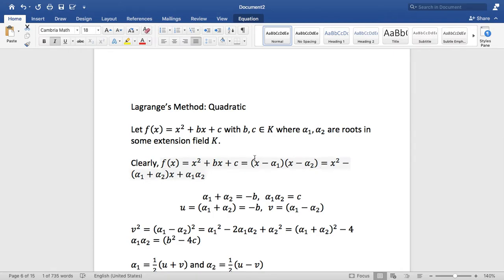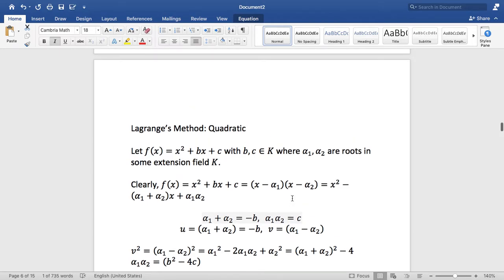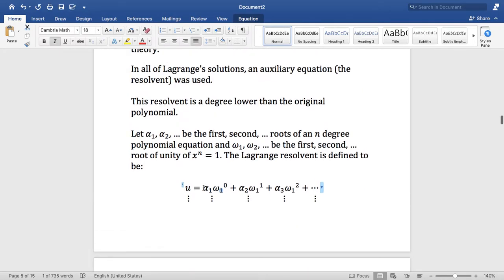So now if we expand, we get x squared plus bx plus c is equal to x squared minus (alpha 1 plus alpha 2)x plus alpha 1 times alpha 2. And then just comparing, we get that alpha 1 plus alpha 2 is equal to negative b, and alpha 1 times alpha 2 is equal to c. Now let's go back to our resolvent right over here.